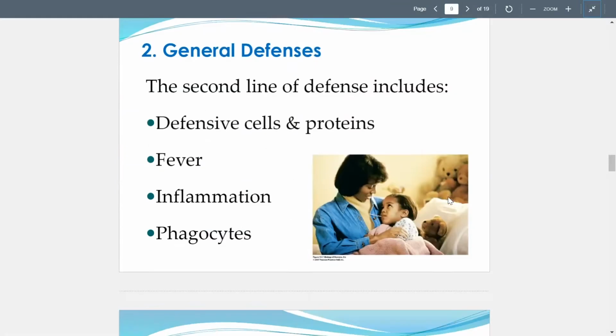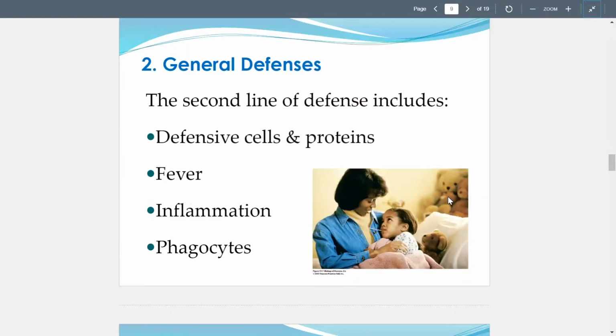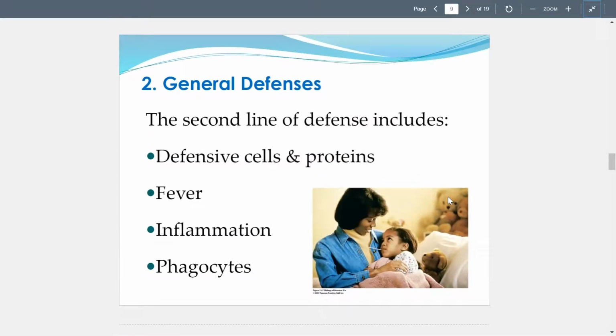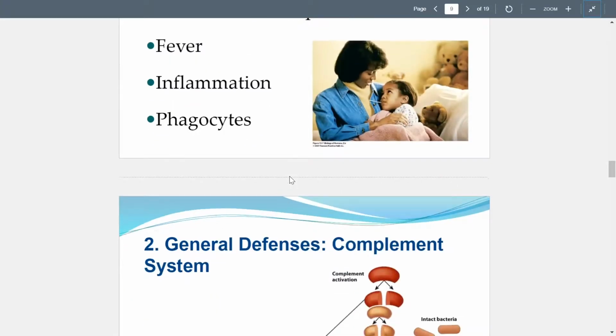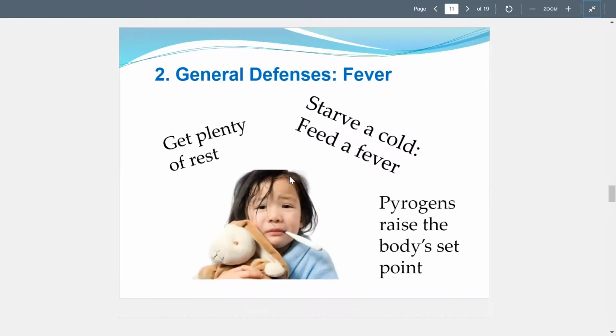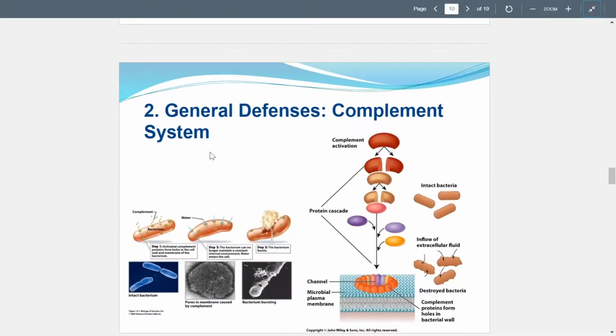And after it gets through your first line of defense, it'll go to your second line of defense, which is general defenses. These general defenses consist of defensive cells and proteins, fever, inflammation, and phagocytes. Another general defense would be the complement system. Here, she has a whole slide on it, so I would think that this is important. Just remember that the complement system is for bacteria only.